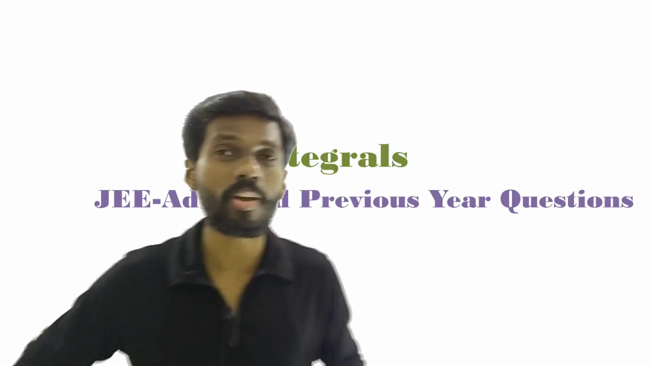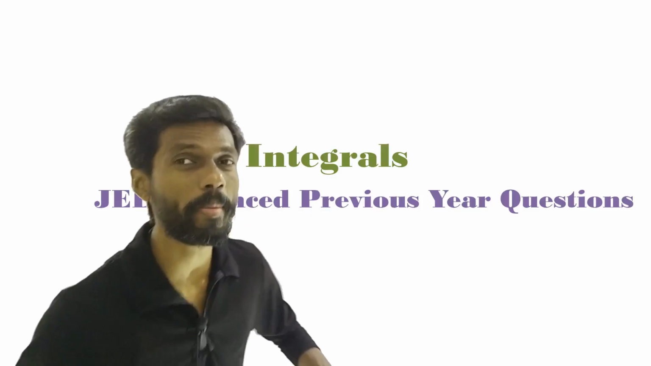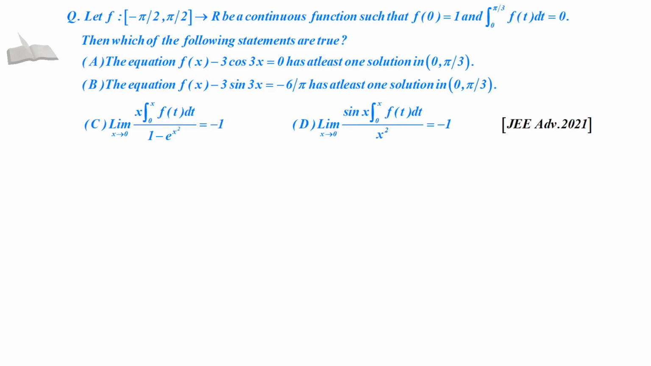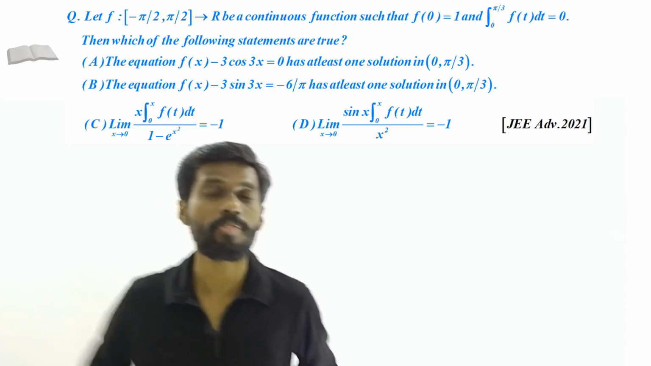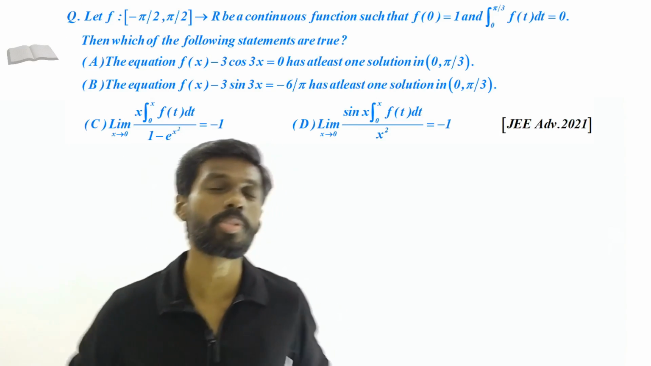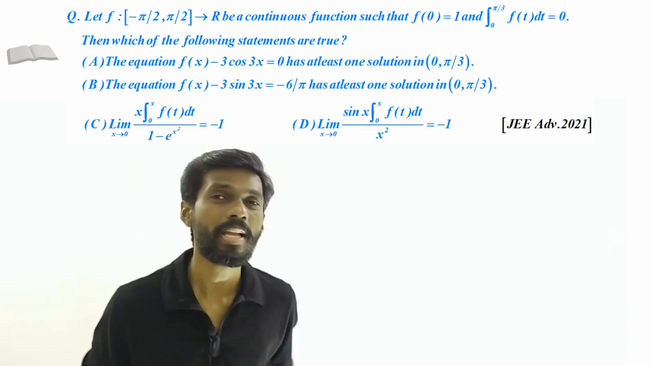Here we'll discuss questions on integrals from the past 12 years of JEE Advanced papers, and here is the first question. Here something about the function f of x is given: integral 0 to pi by 3 of f of t dt is given to be 0. Using that we have to see which of these options are true. Let's do it one by one.